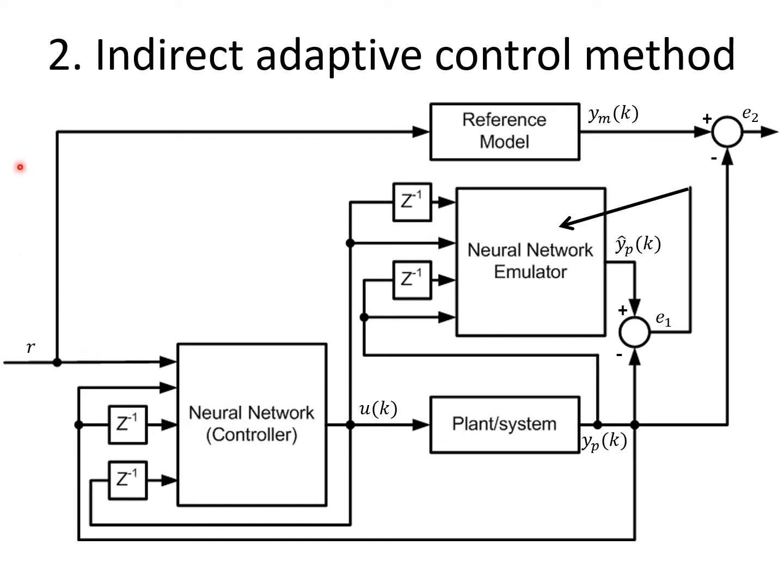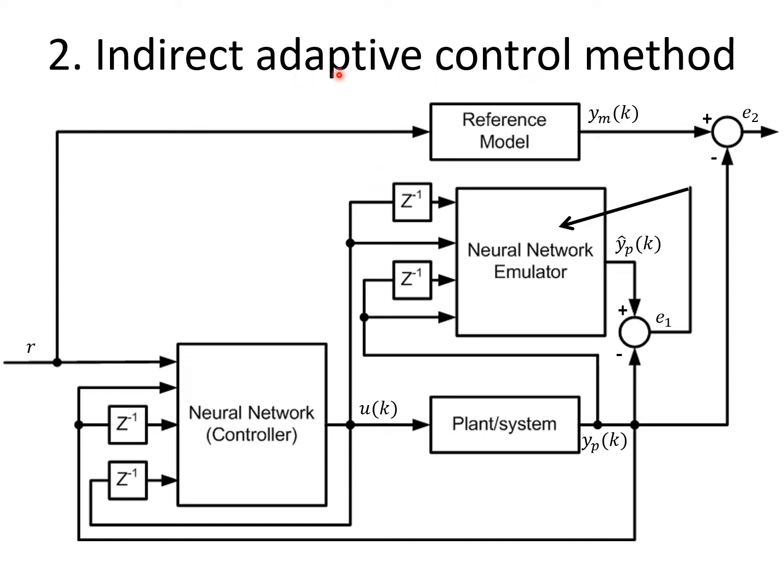But in this case, we have an indirect adaptive. It's not directly adapting the controller. Indirectly, it's adaptive. If you want a direct adaptive, you can also adapt the neural controller directly. It depends on how you plan your strategy. But this is where you can use a neural network in adaptive control.